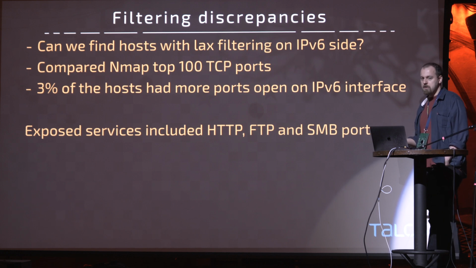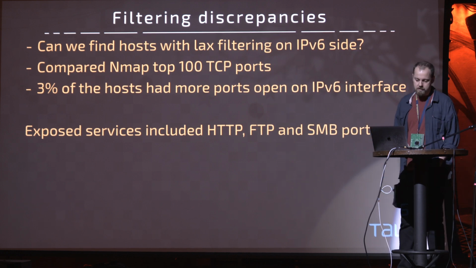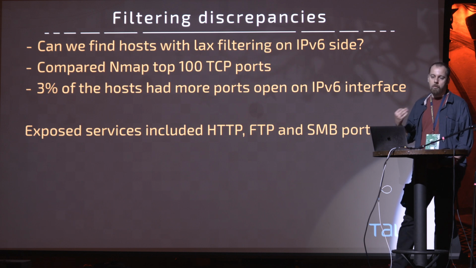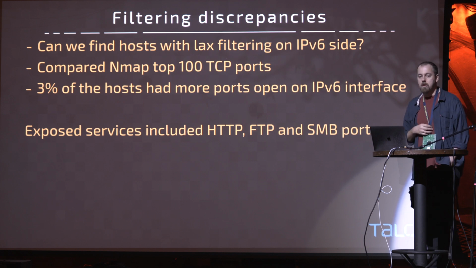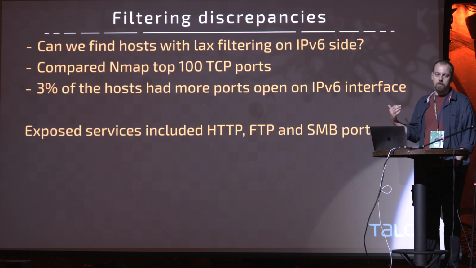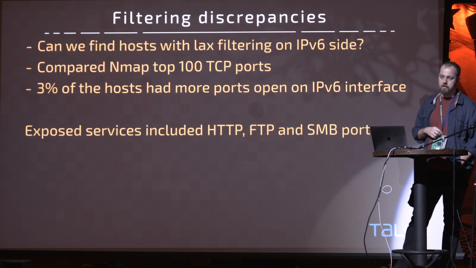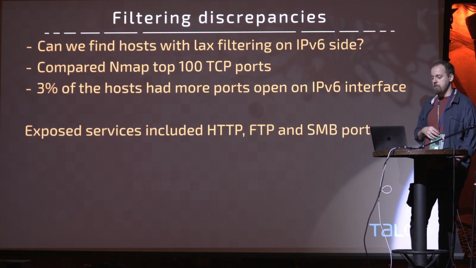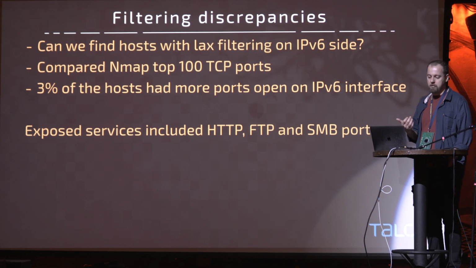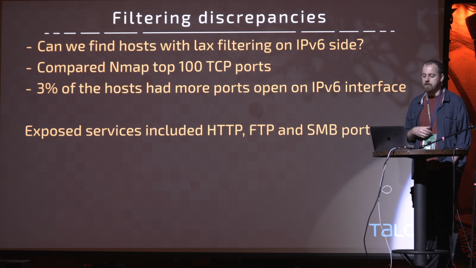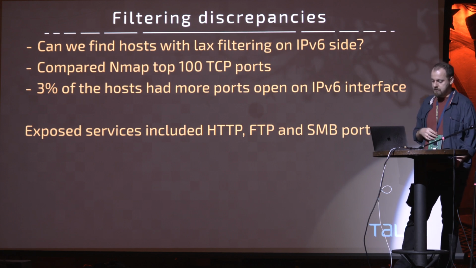Okay. The main question that we had once we set out to do this was, could we find those hosts with filtering discrepancies? Can we find hosts which have more ports open on the IPv6 side compared to the IPv4 side? And as I mentioned previously, there was the case. We found a bunch of them. About 3% of all the hosts we scanned had more ports open on the IPv6 side than they did on IPv4. The majority of those ports were HTTP, FTP, or Samba shares, or SMB shares, which is probably something that you don't want to inadvertently disclose. So that was actually the case.